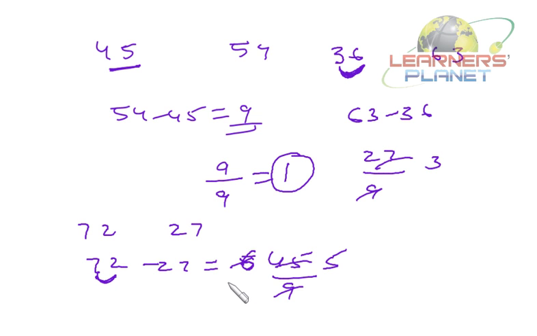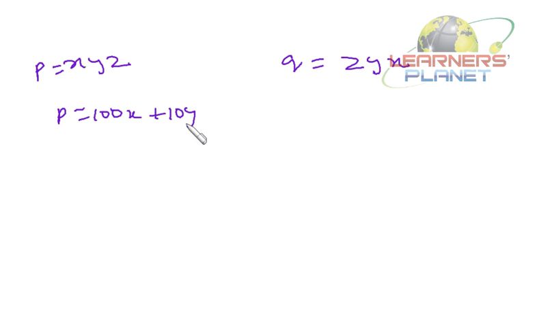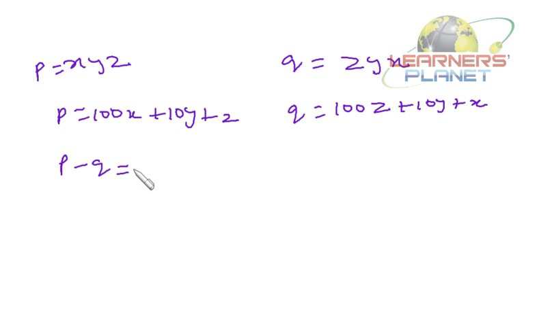Similarly, I can extend this rule to three digits also. Let's take one example. I have a 3-digit number, suppose xyz, which I take as p, and I have another 3-digit number obtained by reversing the digits of p, that is zyx, which I call q. Now p can be written as 100x plus 10y plus z, and q can be written as 100z plus 10y plus x. Now what will p minus q be? It is 99 times (x minus z).